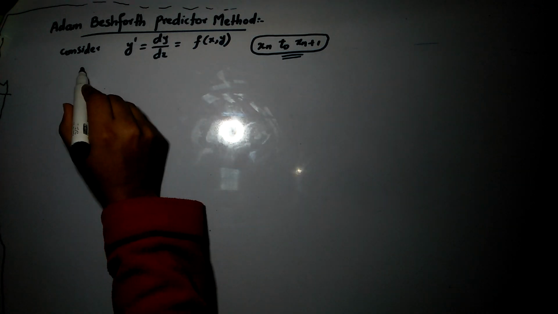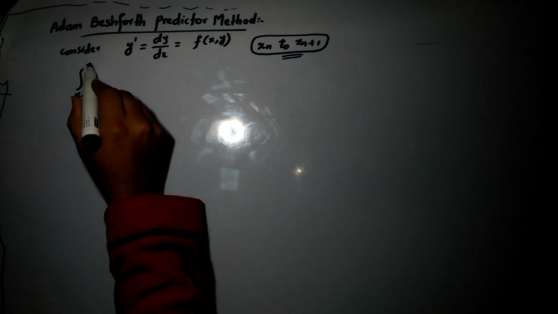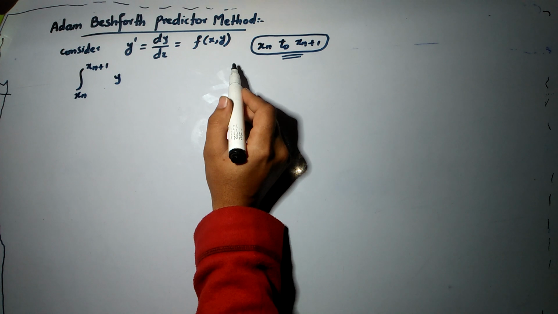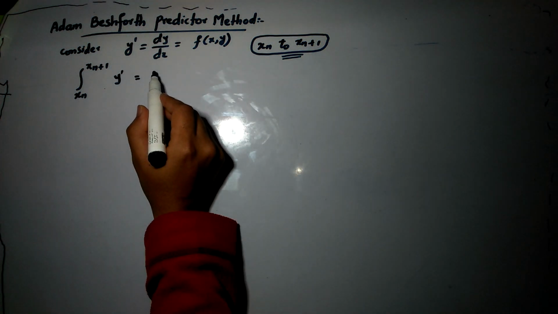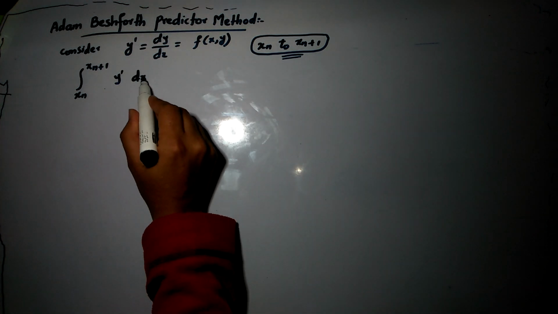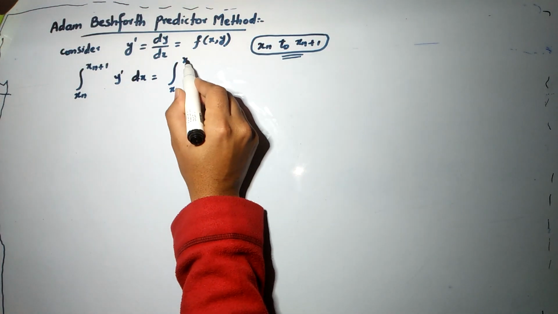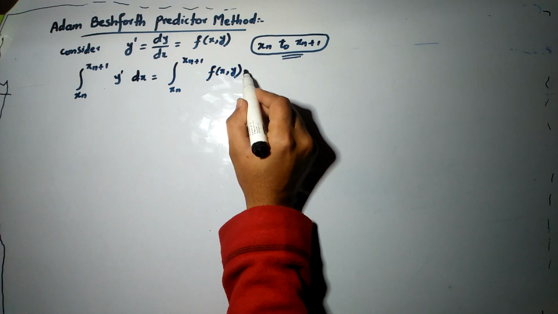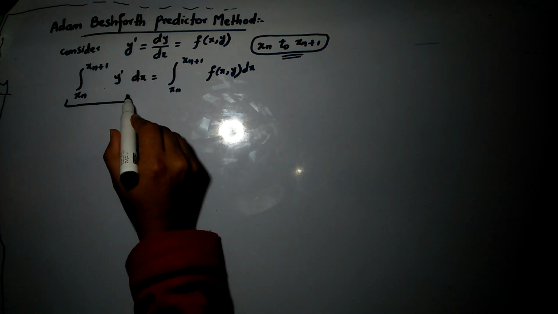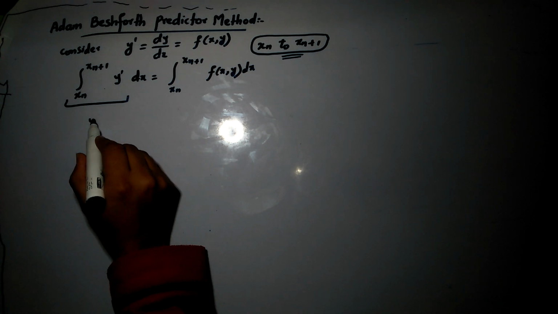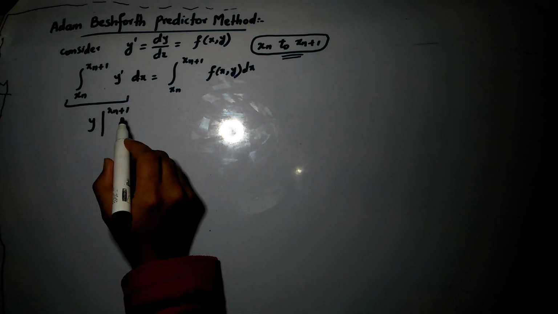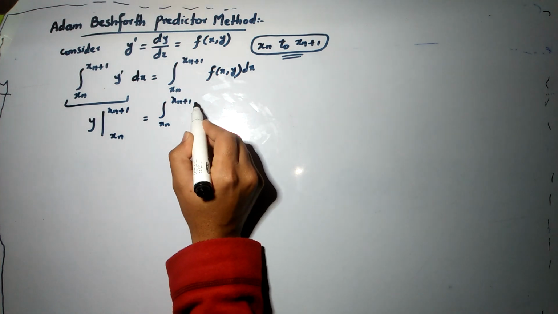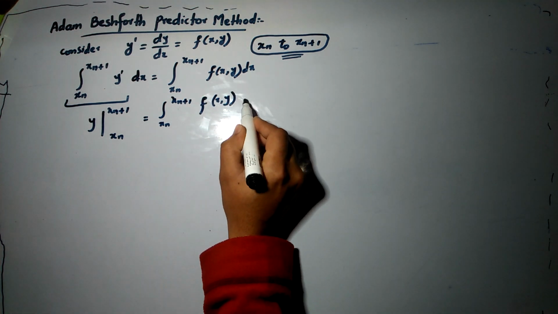After integrating, we will write the integral from xn to xn plus 1 of y dash dx, which is equal to the integral from xn to xn plus 1 of f of x, y dx. After applying integration, the left expression simply becomes y between xn plus 1 and xn, and this is equal to the integral of f of x, y dx.